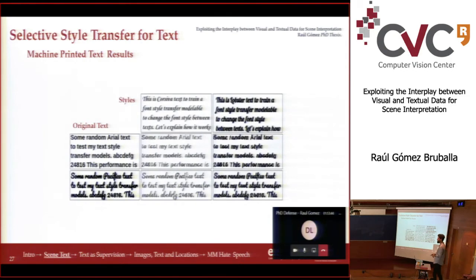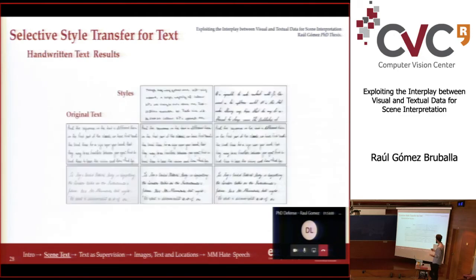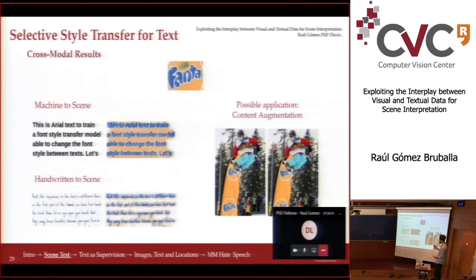We also apply this style transfer method to other types of text. For instance, here we apply it to machine-printed text. And you see that the generated text also preserves the transcriptions, and we get styles that are in between the original style and the target style. And we also apply it to handwritten text, which seems a more difficult task. And still, we are getting text with the original transcriptions and with a style that is pretty similar to the target style.